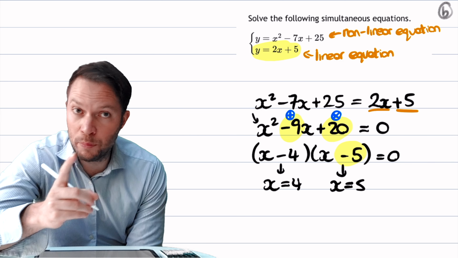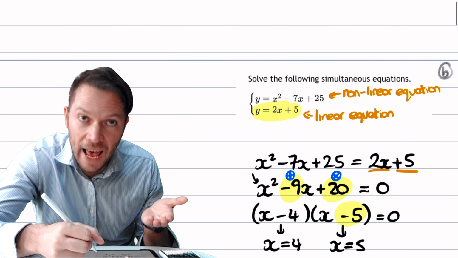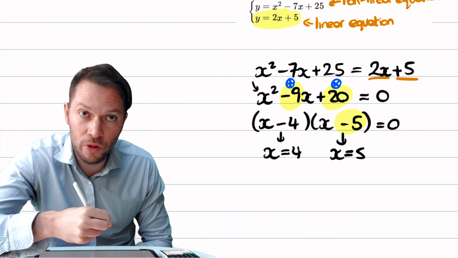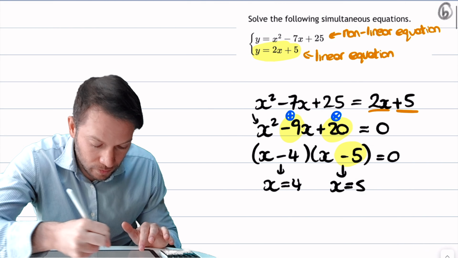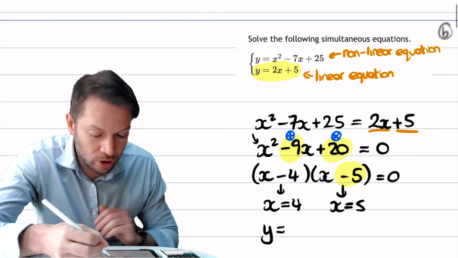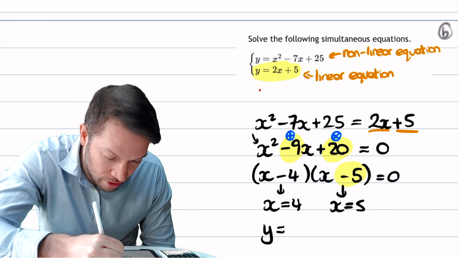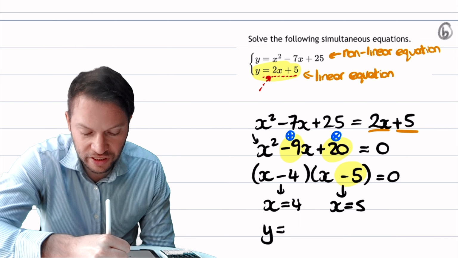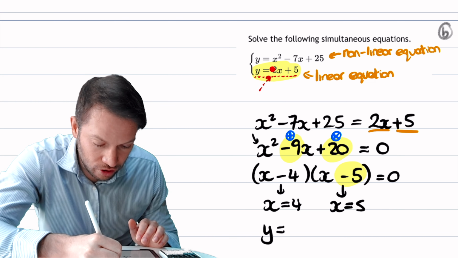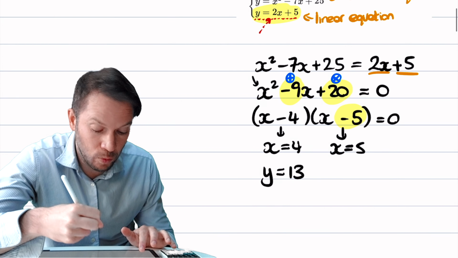So we've now found the possible values of x, but these are simultaneous equations. We're trying to find a value of x and y which satisfies these equations. So for each of these values of x, you need to find out what the corresponding y is. For this first one, if x is 4, what is the y value going to be? Well, you can substitute it into either equation, but it's probably easier to substitute it into this linear equation here because it's easier to substitute into 2x plus 5 than into a quadratic. So we're going to do 2 times 4, which is 8, plus 5, which is 13. So there we go. y is 13 when x is 4.